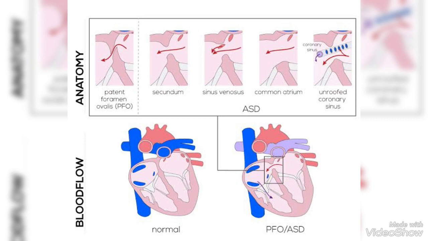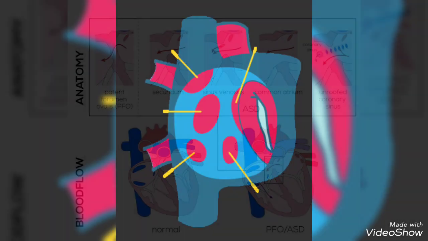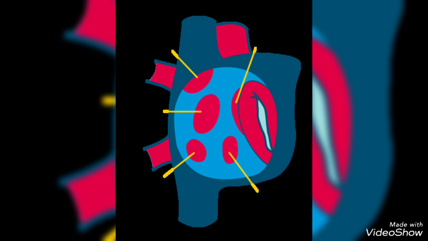Most secundum ASDs and PFOs close spontaneously. ASDs can be closed surgically or with a device in the cath lab. Medications may be needed to treat arrhythmias if they occur. Cardiology follow-up is needed through childhood. Long-term outcomes: normal lifespan and developmental outcomes in the absence of other congenital heart disease.